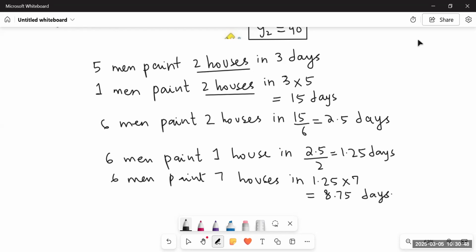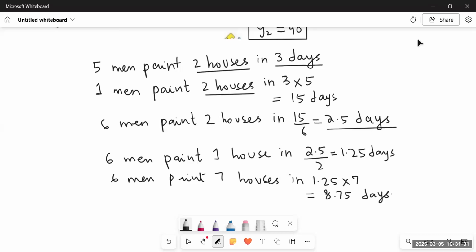After finding the number of days that 1 man will take, the same amount of houses painted by 6 men would take even less time than 5 men. Because if 1 more man is added and he starts to paint, the time is reduced even more. So from 3 days, the time would be reduced to 2.5 days. How? If 1 man is taking 15 days, the 6 men will paint the 2 houses in 15 upon 6, that is 2.5 days. You can check that if 5 men are painting 2 houses in 3 days, 6 men will paint the same number of houses in 2.5 days. That is a little less time.